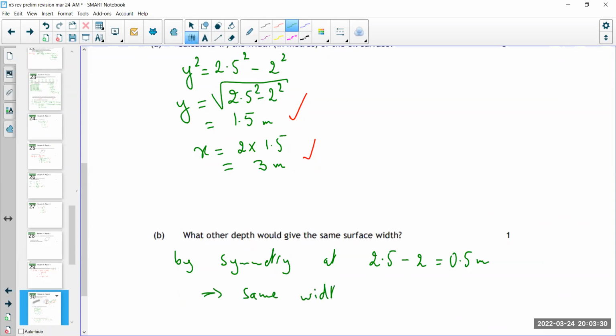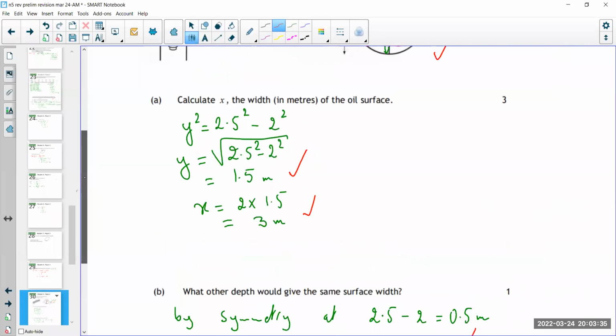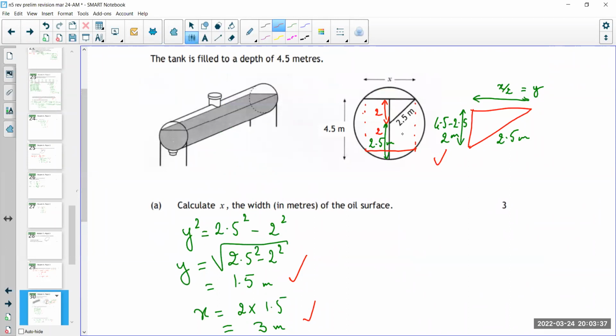That's probably why it's just 1 mark. Anyone would have thought about that by looking at this? It was a tricky question, I would say.